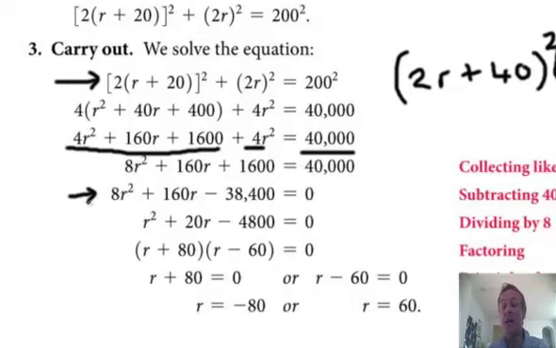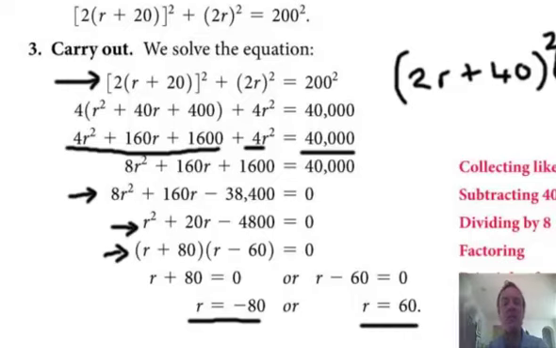Now, everything divides by 8. Make life simpler. You end up with this. Now after that, it's just a question of whether you can factor this, or you have to use the quadratic equation formula. This will factor even though it's some big numbers. Apparently it factors into these two parentheses. So when you solve, you'll end up with negative 80 or 60.